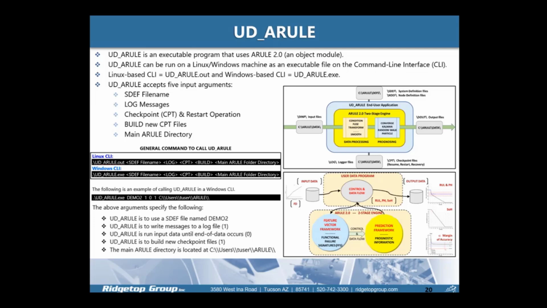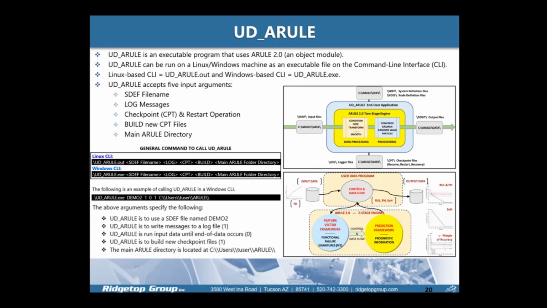UD-ARU basically accepts 5 input arguments, which are your SDEF file name, the ability to log, your support checkpoint and restart operation, your build new CPT files, and the main ARU directory that we talked about earlier. So shown below here is how you call UD-ARU in a command line interface. You can basically pass the above 5 input arguments.